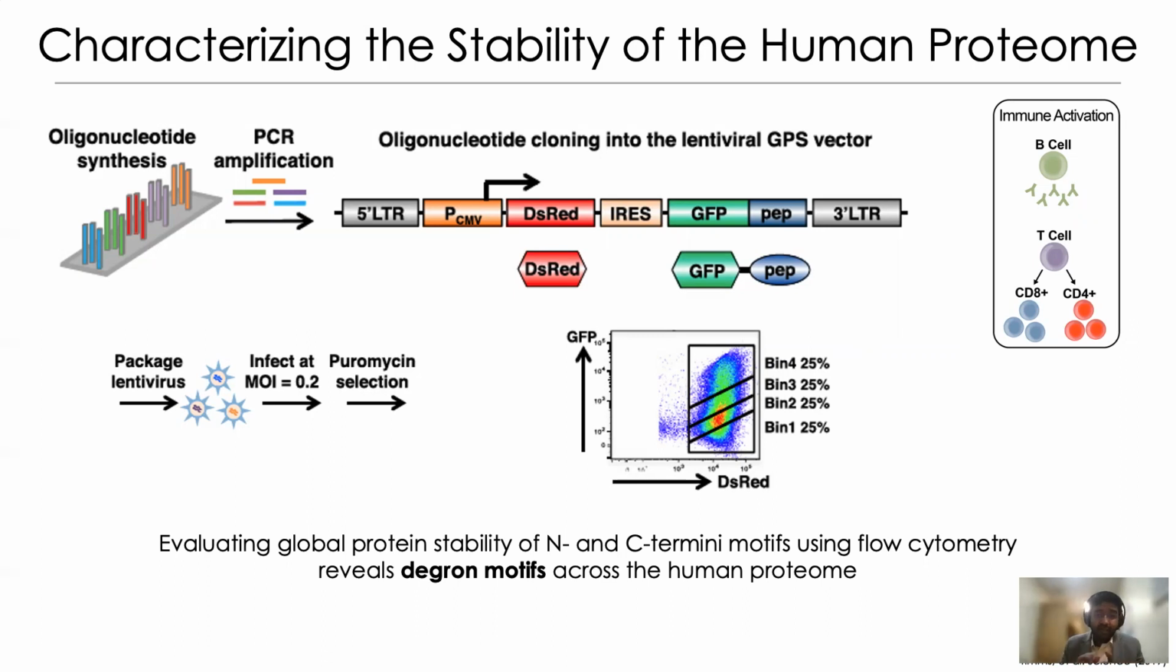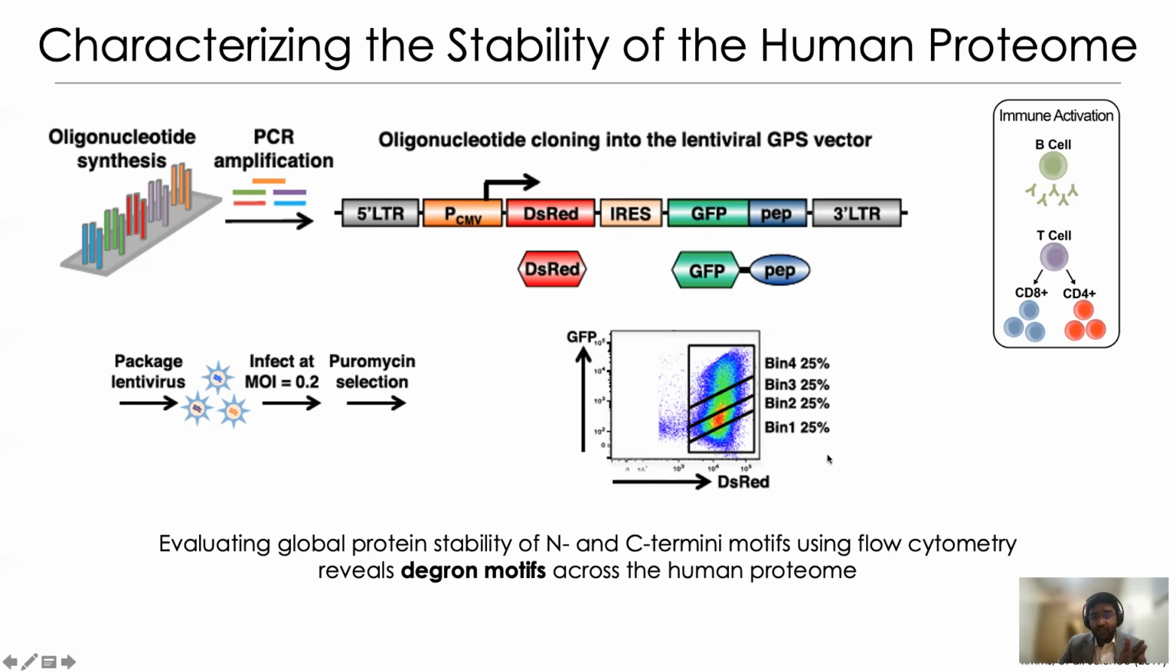So here, what I'm showing are figures from two distinct works done in the labs of Professor Stephen Elledge, where they started with an oligonucleotide synthesis, performed PCR amplification, and then developed an oligonucleotide cloning into the lentiviral GPS vector. And when they put this into the particular assay, they sorted the cells, which showed that these particular proteins were essentially degraded by the cellular mechanism, which is essentially an ubiquitin and proteasomal degradation mechanism, or not.